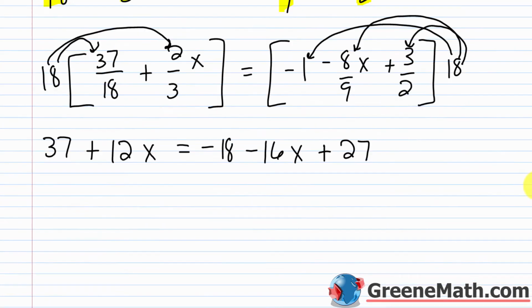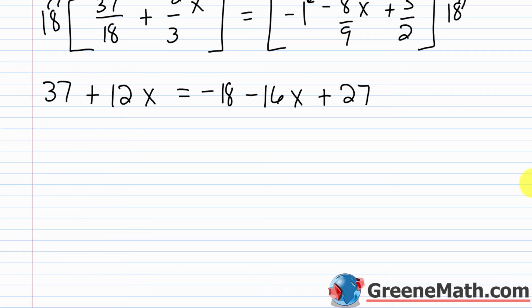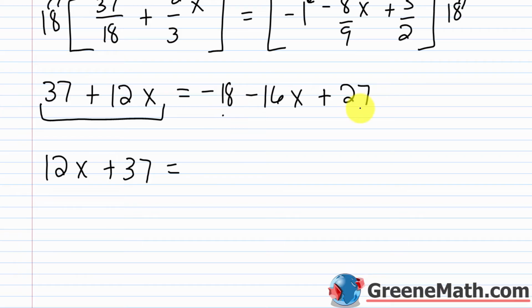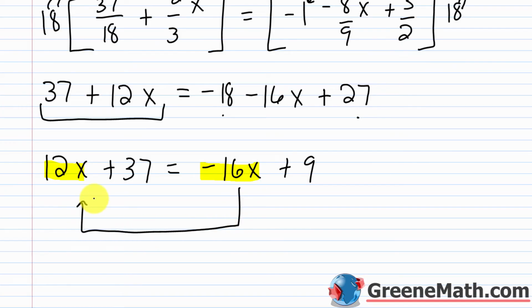Okay. Now we just simplify. I can't do anything to the left, so I'm just going to copy that down. So 12x plus 37. I'm just going to reverse the order. On the right, I can simplify because I can add -18 and 27. That's going to give me positive 9. So I'd have -16x plus 9. I want all my variable terms on one side of the equation. I always like my variable on the left, so I'm going to move that guy over there.